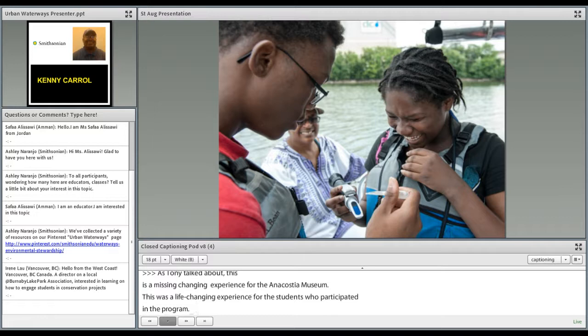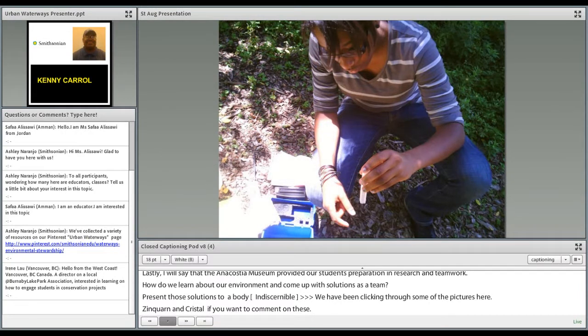Great, wonderful. And you'll notice we've been clicking through a few of the pictures here, and Z and Cristal, if there are some that I've passed by that you want to share some comments on, let me know, and we can definitely jump back a little earlier. There were some great ones here that I'd love to know a little bit more about what was going on. Maybe can you talk a little bit about some of the specific work you were doing here?